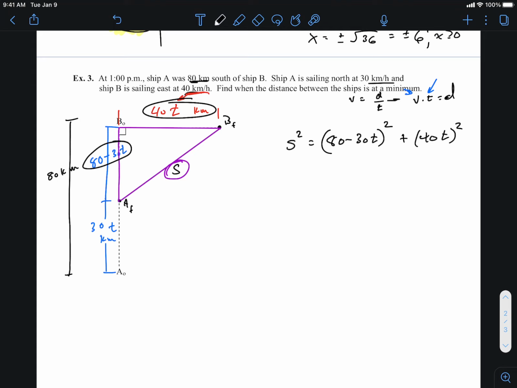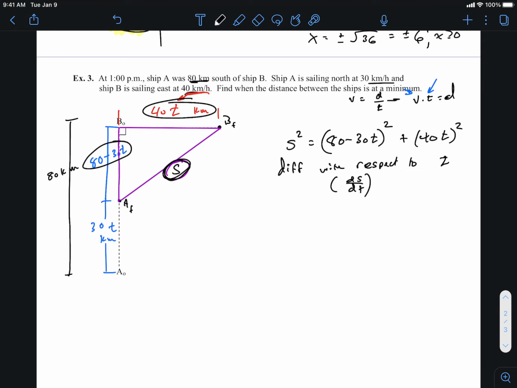Okay, now we want to ultimately find out when these two ships were closest together, right? The distance between them, when they were closest. So we want to find the value of S that was the smallest value of S. Well, that sounds like we could differentiate this with respect to t. So we're just going to find dS with respect to dt. That's what we're going to do first, and then we'll continue the conversation.